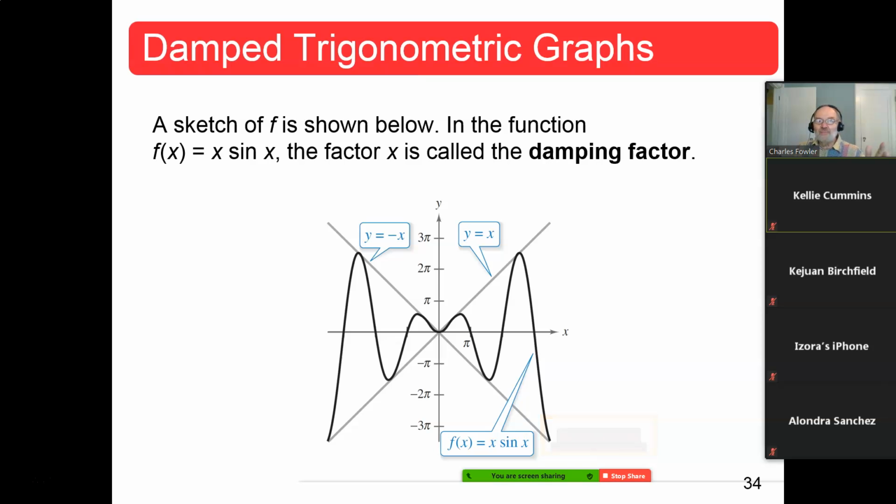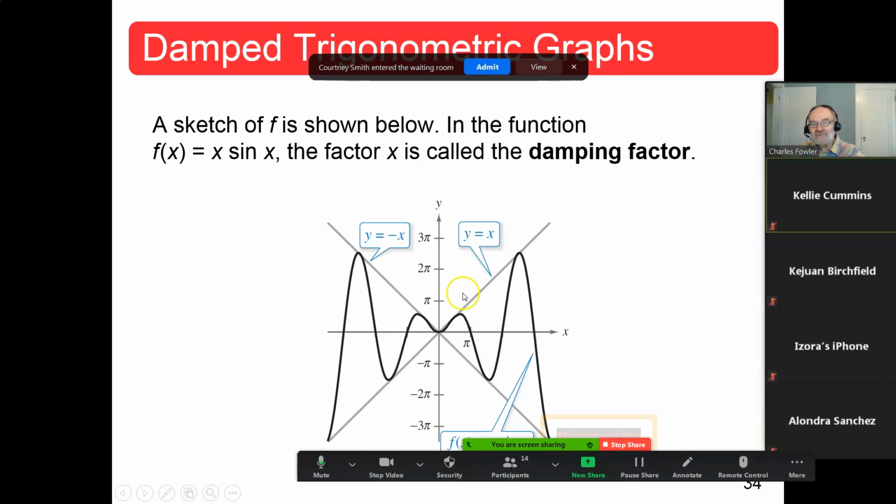Now that's how the book describes it, and it's a perfectly good description. I threw in the term envelope because I remember that back when I was in school. But here's the other way I look at it. Think of this as a variable amplitude. So this becomes your amplitude function. Y is equal to e^(-x), and then because it goes up and down, y is equal to minus e^(-x). So that's your variable amplitude.